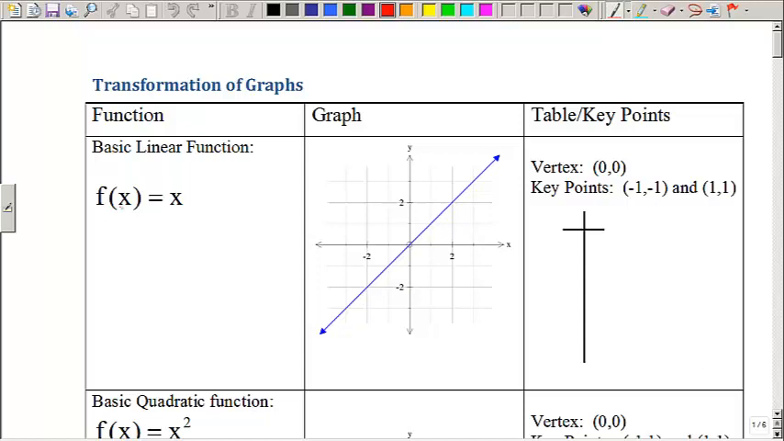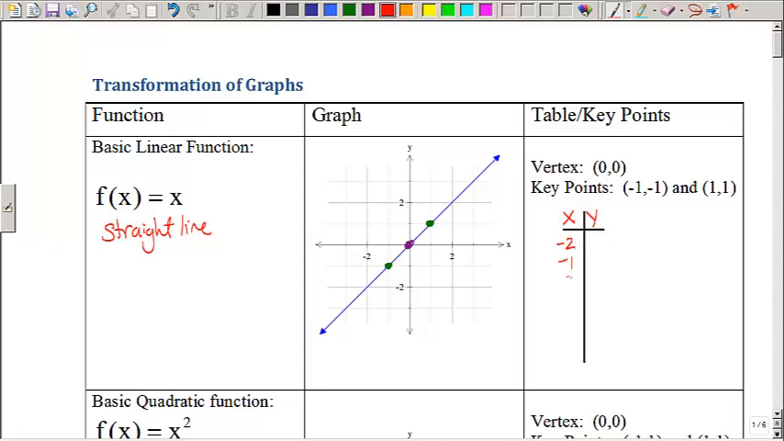Our first basic function is a basic linear function. The parent function is f of x equals x. Notice there's no squared, there's no square root here. It's just an x variable with no exponents. This produces a straight line. And in this function, y equals x, you can see here on the graph, it's got a vertex at 0, 0. It's got some key points at 1, 1, and negative 1, negative 1.